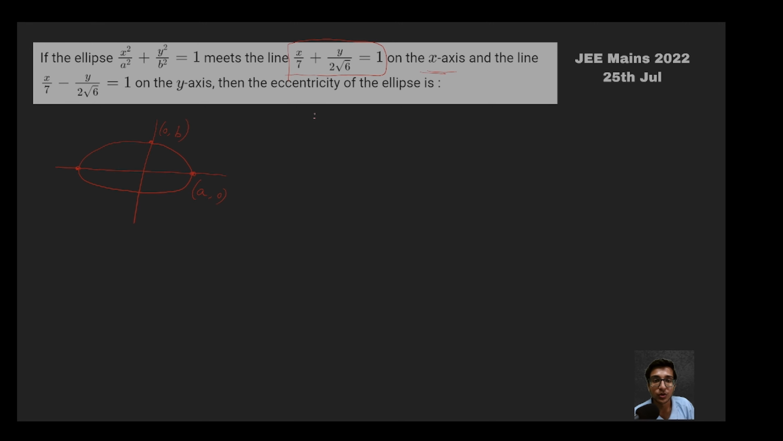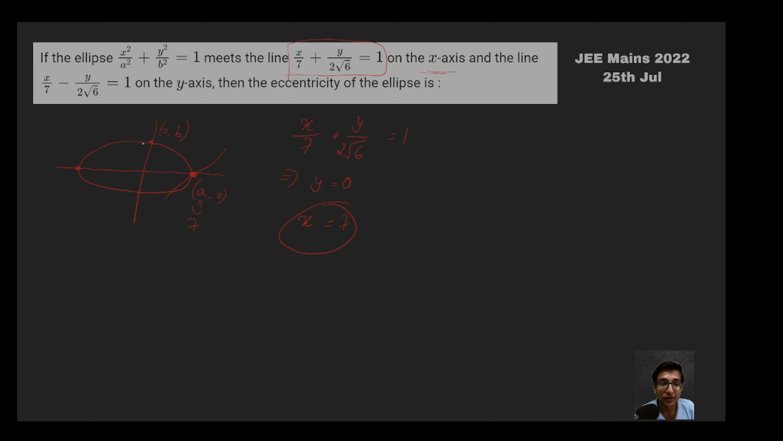So if I was to take this line and put y is equal to 0, since the point here is intersecting it on the x-axis, and on the x-axis all coordinates of y are 0. So if I put y is equal to 0 in this equation, I would get x is equal to 7, which is a positive number. That means this line is intersecting our ellipse at this point, and our a becomes 7. So we've gotten the value of a.